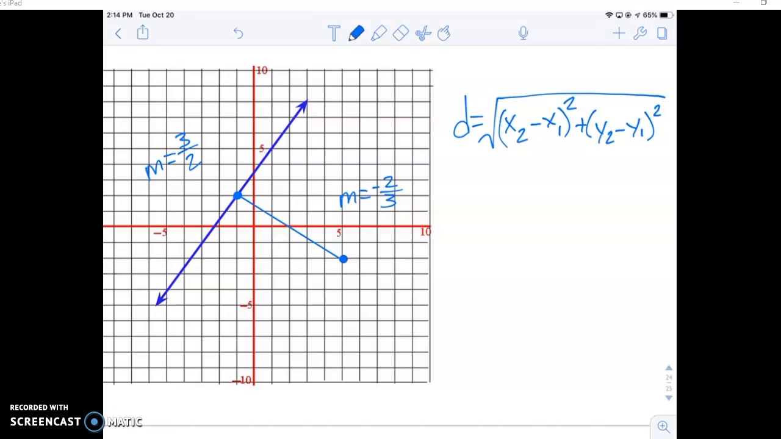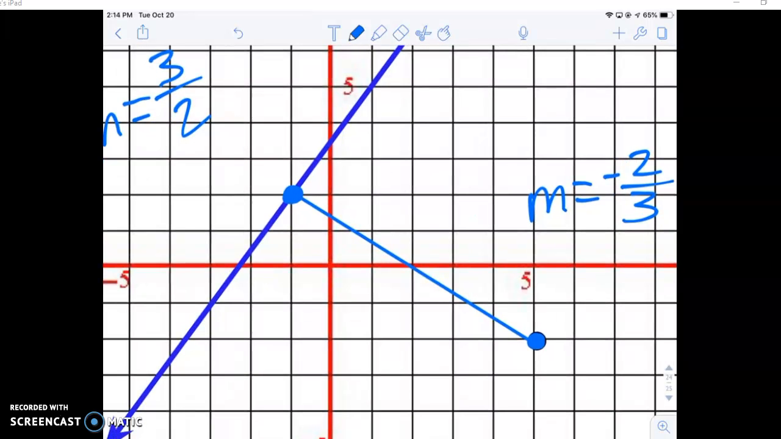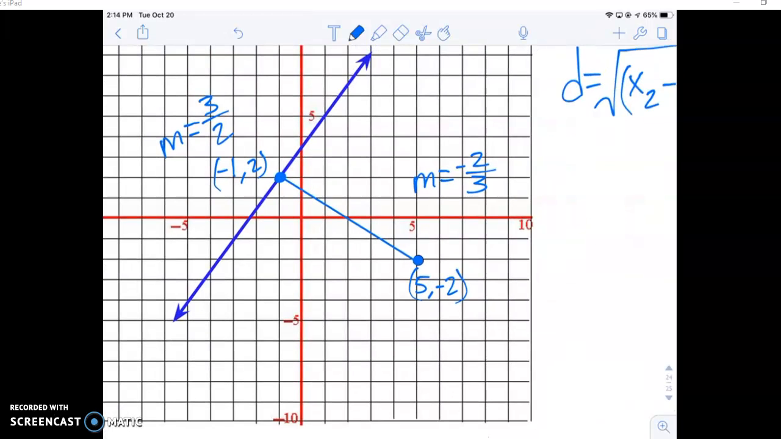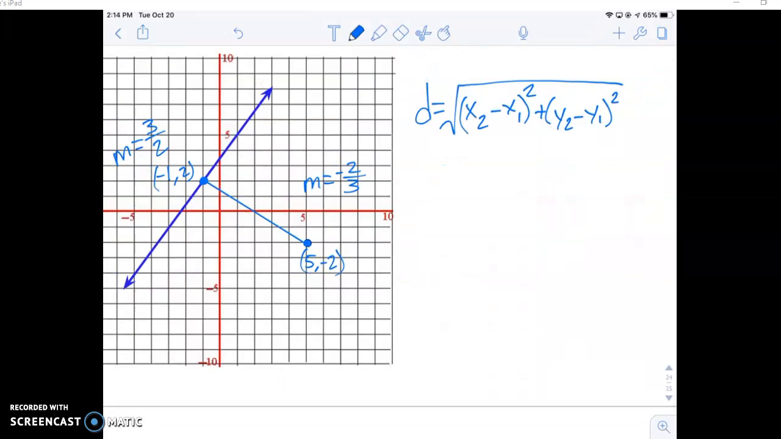Alright, so we have our 2 points. I'll just mark them down. This point is at (-1, 2). And then this point is at (5, -2). Alright, so we have our 2 points. We just have to find the distance between them. So I'm going to go x2. X2 is 5. We go 5 minus -1 squared plus y2. y2 I know is -2, and y1 is just a +2.